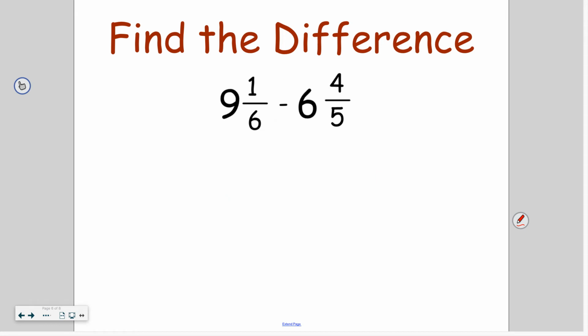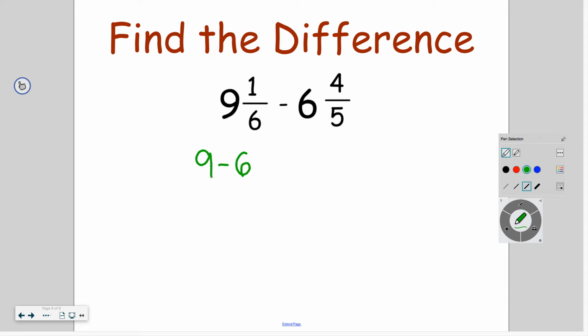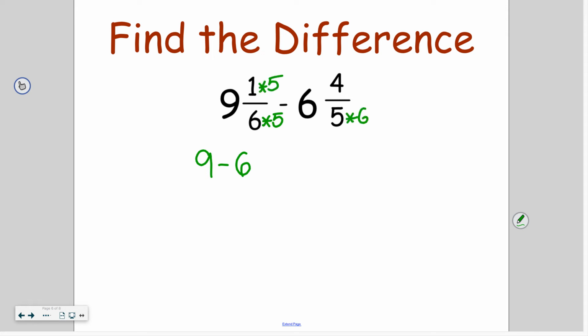Using mixed numbers now. So we're going to start by pulling out our whole numbers. So I've got 9 minus 6. Then we're going to go ahead and look at our denominators. 5 and 6, the first common denominator they have is 30. So we're going to multiply the first fraction by 5 and the second fraction by 6. So our first fraction turns into 5 over 30, and we are subtracting 24 over 30.